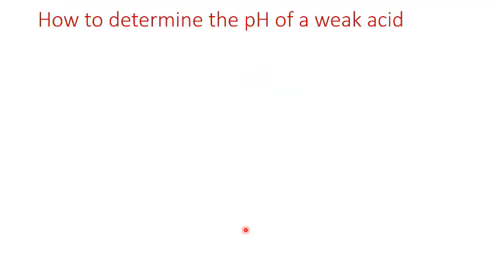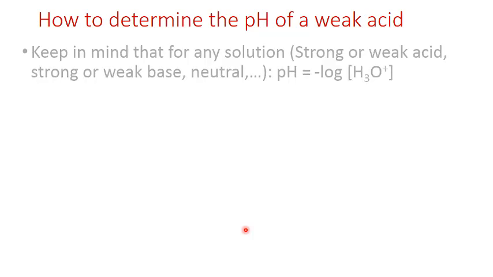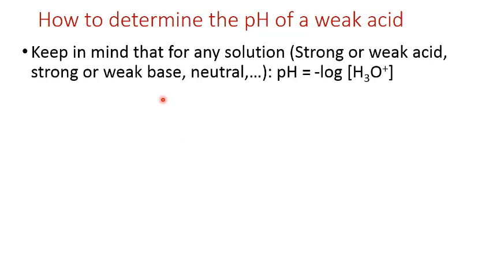Now, how to determine the pH of a weak acid? This is our third objective. We have to keep in mind that for any solution, whether it's a solution of strong acid, weak acid, or a neutral, this formula is valid to calculate the pH: pH equals minus log of H3O+. So our concern in any case when we have to determine the pH is to determine the concentration of H3O+ released.